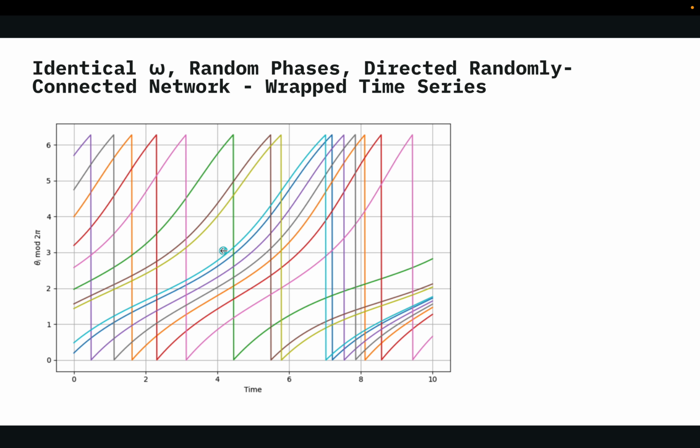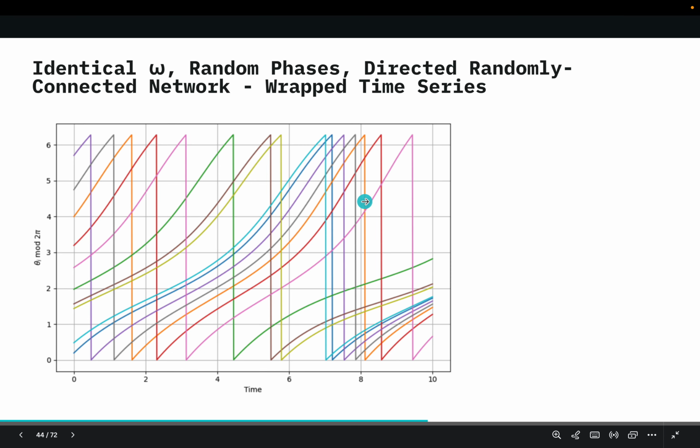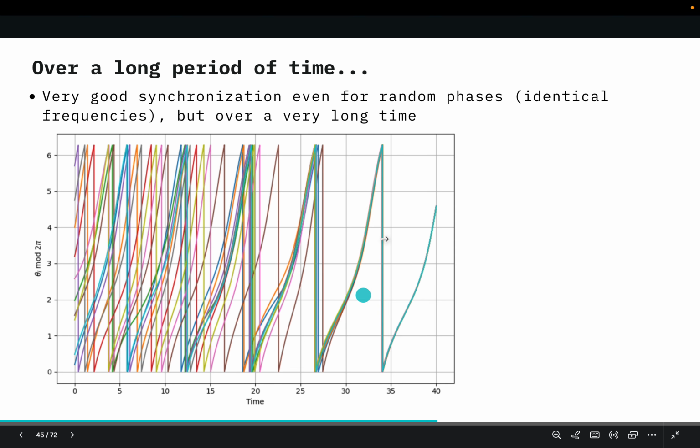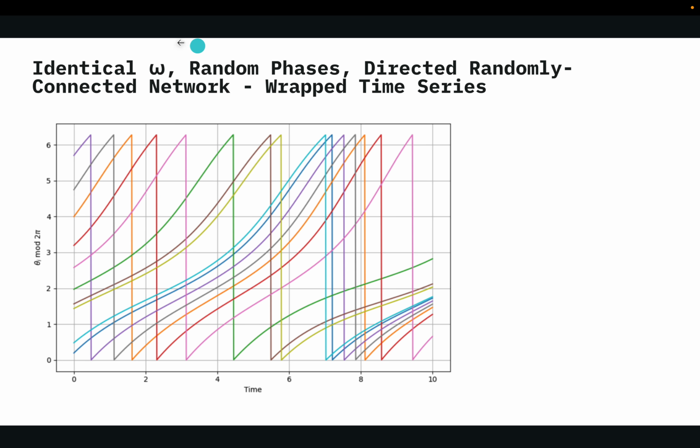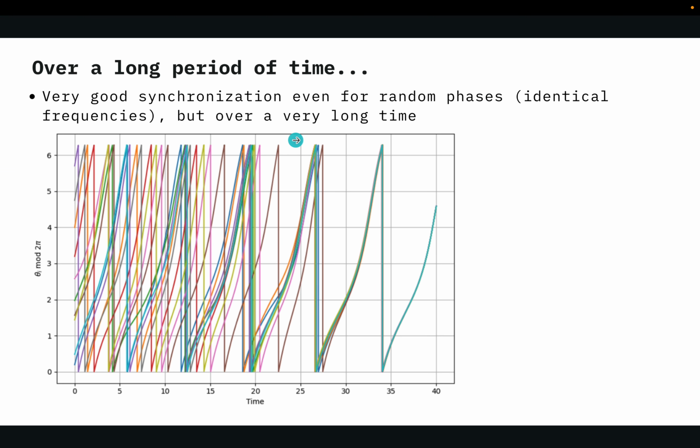I mean, there is a constant shift, but the slopes are more or less parallel, if you know what I mean. And over a long time, you see it synchronizes almost perfectly after just 40 time steps. Very good synchronization even for random phases, because omega was identical. That's the most important factor. And also we have directed networks. That's why I wanted to mention this, and I included it in the slides.